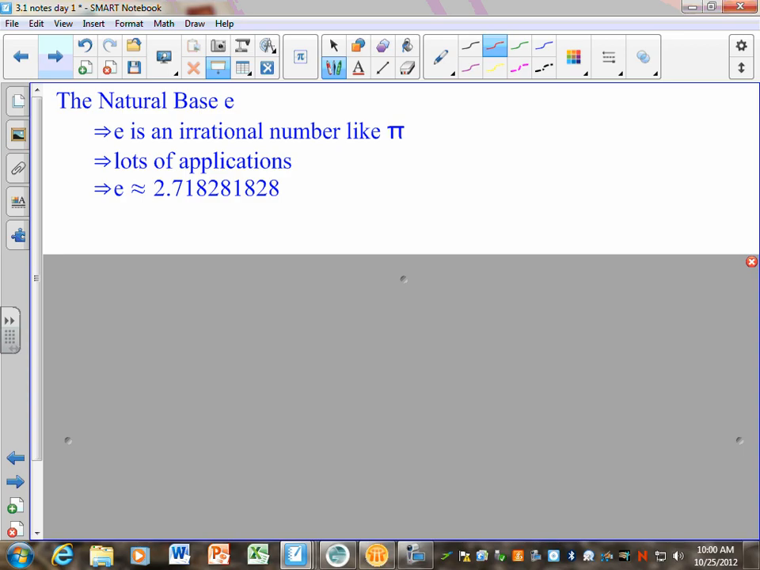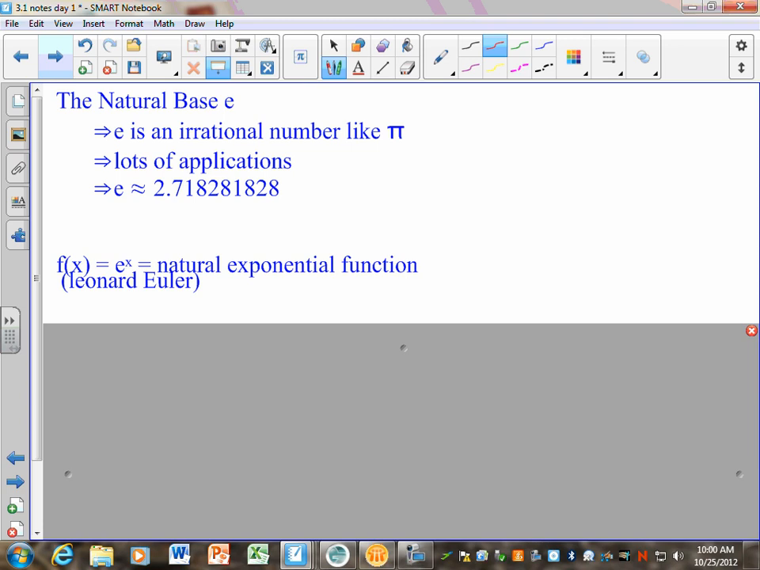We can graph 2 to the x. We can also graph e to the x. And so that's a very special function. We call that the natural exponential function. Leonard Euler there, looks like Euler, like I say Euler. He's responsible for E, discovering E, proving what E is. I always say that's why we call it E for his name, but I really don't know. I just make that up.